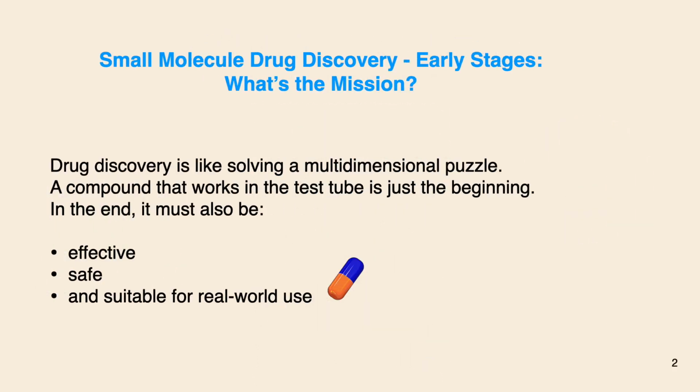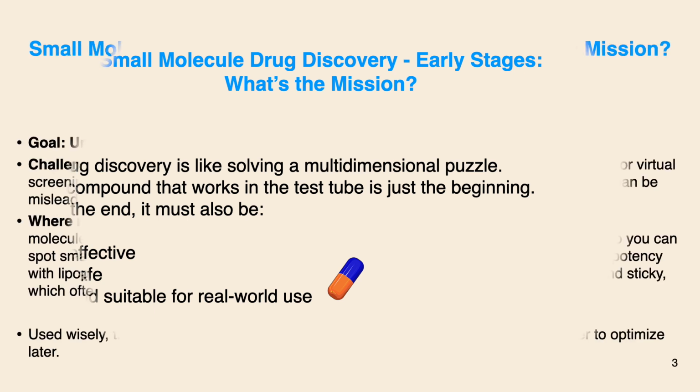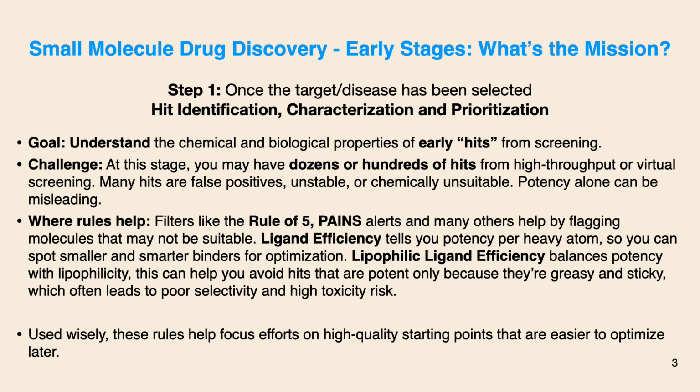Drug discovery is like solving a multi-dimensional puzzle. A compound that works in the test tube is just the beginning. In the end, it must also be effective, safe, and suitable for real-world use. In the early stages of drug discovery, once the target and disease have been selected, the first task is to identify, characterize, and prioritize hit compounds. At this stage, many guidelines can be applied, from the rule of 5 to ligand efficiency and beyond, but these rules should always be interpreted in the context of the project. Used wisely, these rules help focus efforts on high-quality starting points that often are easier to optimize later.